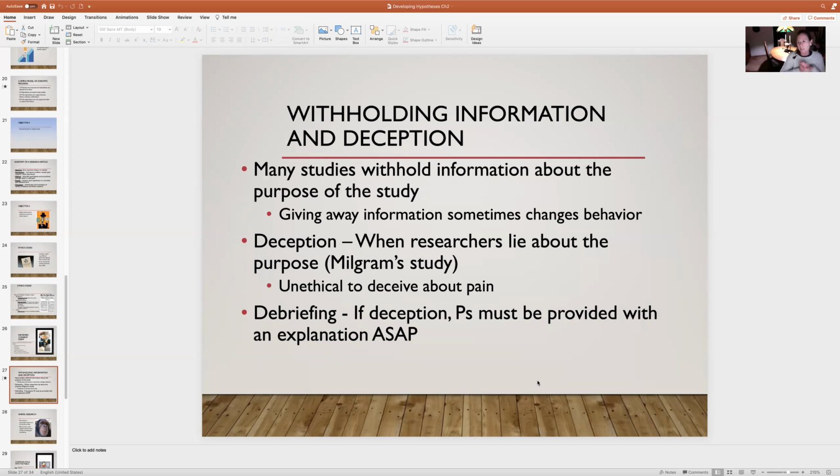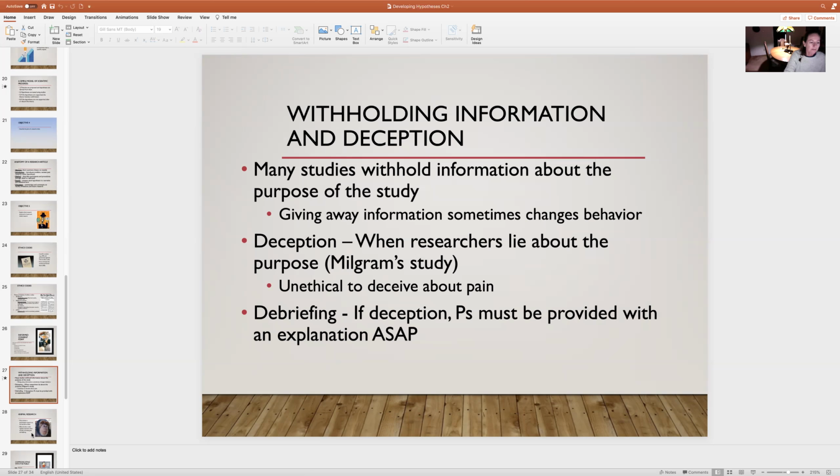It is basically unethical. No IRB is going to approve you to deceive people about pain that they will incur. But sometimes it's okay to deceive people, but you got to be real careful about it. And it's very controversial when it comes to your ethics committee. Debriefing. If there is any deception involved, if you have lied about anything, you have to provide the subjects or the participants with an explanation as soon as possible. And that means right after your data collection.